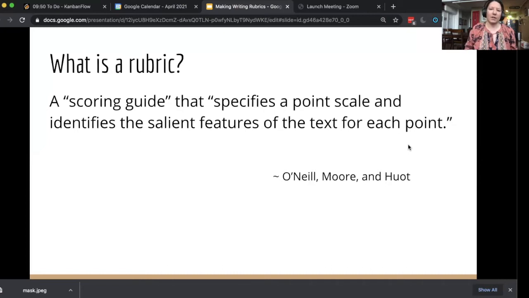Next thing we need to define is what is a writing rubric, or what is a rubric in general. A rubric is a scoring guide that specifies a point scale. You may be thinking any type of grading criteria is a rubric, but that's not true. It's really a specific type of grading criteria in which it has different points on a scale and it talks about the features of each of those points.